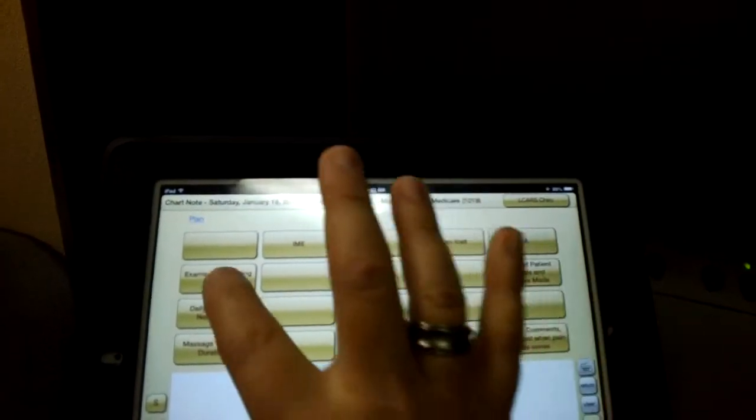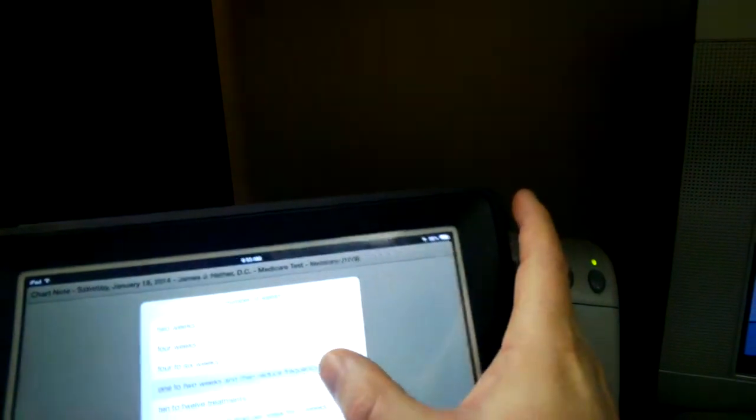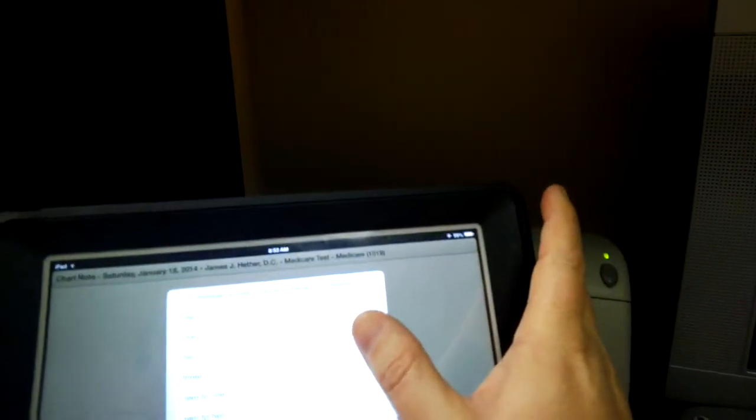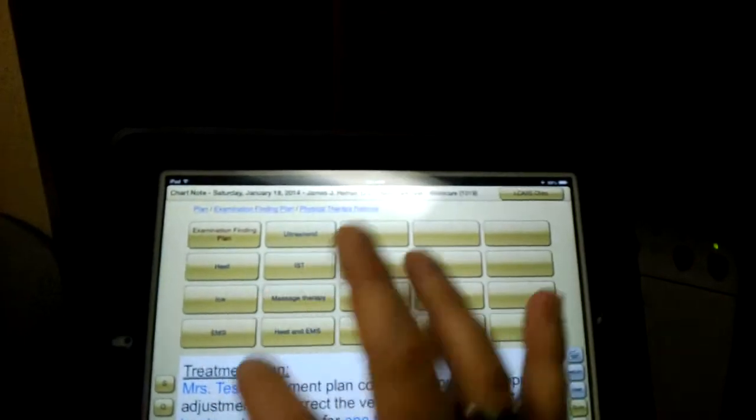We're going to go under the plan. Today's plan, we're going to do a treatment plan for this patient with adjustments and therapy. We're going to see them 2 times a week for 1 to 2 weeks, and then we're going to reduce frequency. We're going to do 2 units of physical therapy per time. We're going to come out of here. Why are we doing physical therapy? That explains what muscle stim and heat are for.